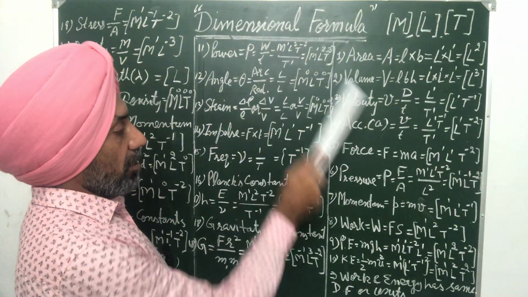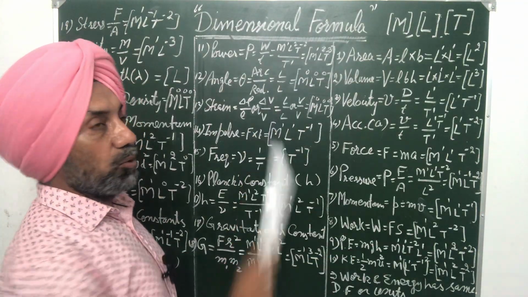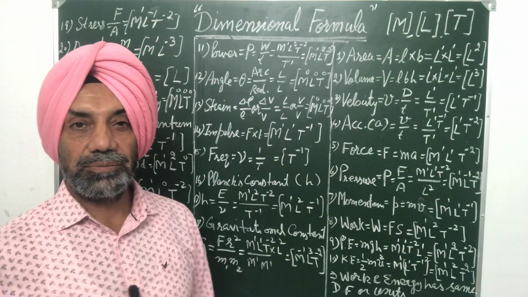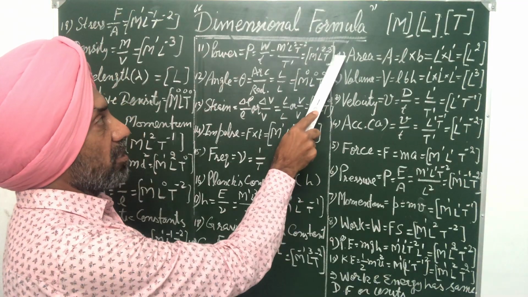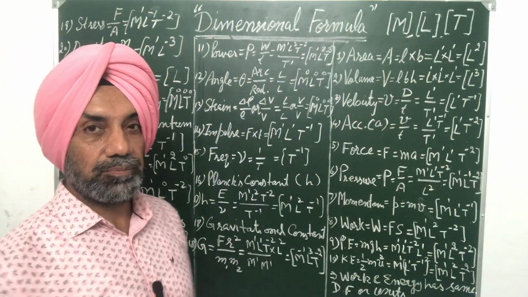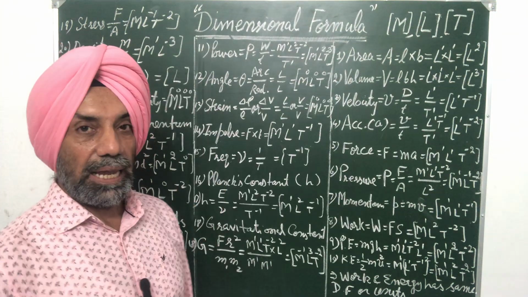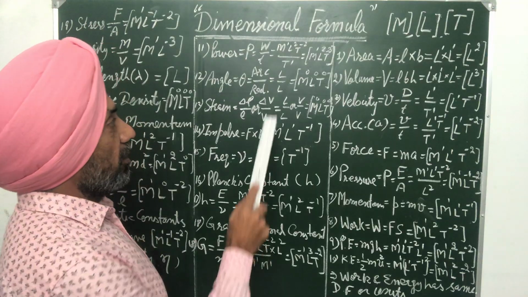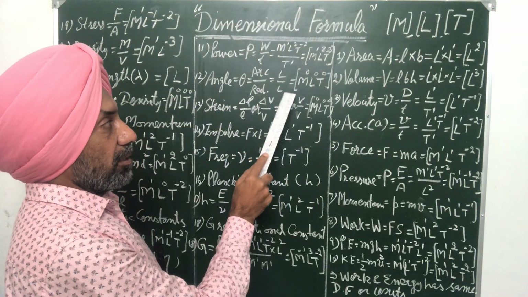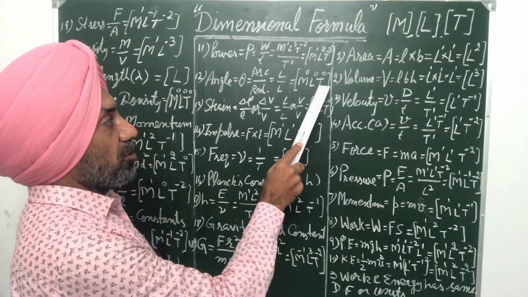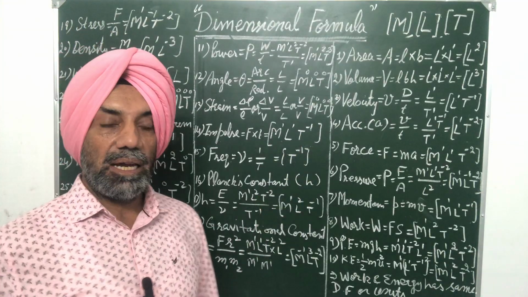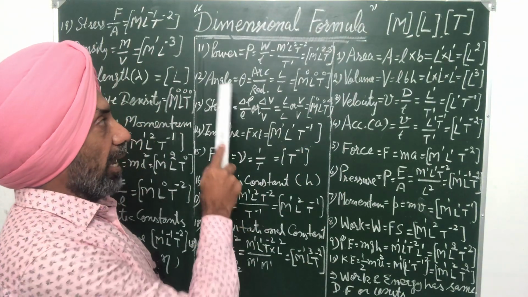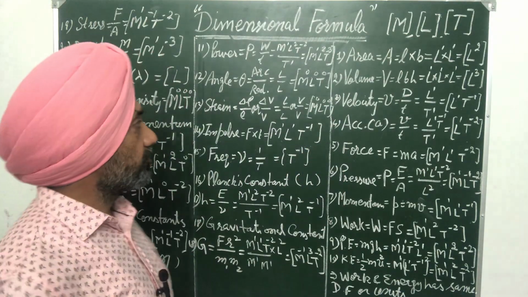Now work done is M1 L2 T^-2 upon time T1, so it will be M1 L2 T^-3. So M1 L2 T^-3 is the dimensional formula of power. Then angle. Angle is defined as the ratio of arc to radius of a circle. So arc is also length L1, radius is length, so it will be M0 L0 T0. It means angle is dimensionless. Even though it has units, in this system angle comes out to be dimensionless.